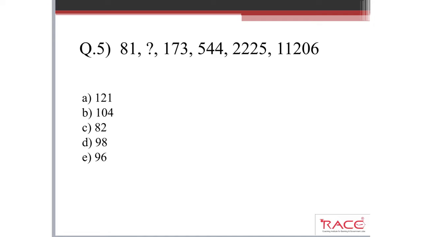So here, how can we reach from 173 to 554? If I simply multiply it with 3, what will I get? 519. Then how much should I add here? 25. So multiply by 3 and add 25. So this 25 I can consider as 5 square.